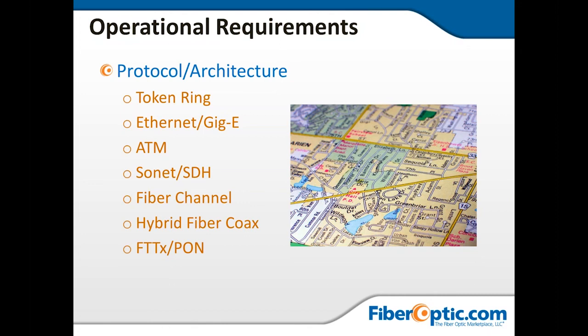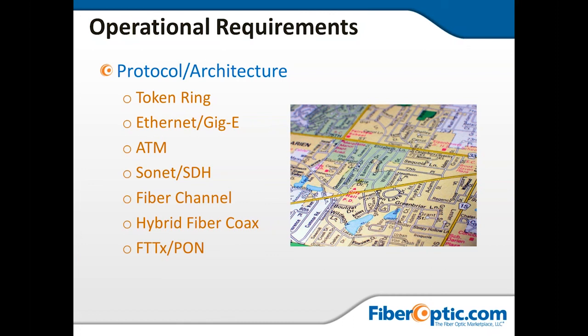What kind of protocols and architecture are we going to use? Are we going to use token ring, Ethernet or GigE, asynchronous transfer mode protocols? Again, SONET SDH, fiber channel, hybrid fiber coax. Cable television basically runs a fiber to the node, which is really what HFC comes down to. And then you've got, of course, your PONs or FTTX.